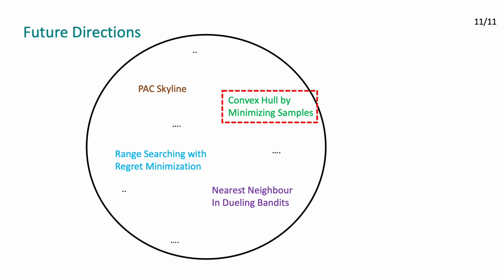Nearest neighbors in dueling bandits could be a fascinating formulation, where you don't get to sample how near a point is to some reference point. Instead, you only get to sample 2 points and observe a noisy result of which of these 2 points is closer to the reference point. We really believe there can be many more interesting and non-obvious problems in this intersection of computational geometry and multi-arm bandits.